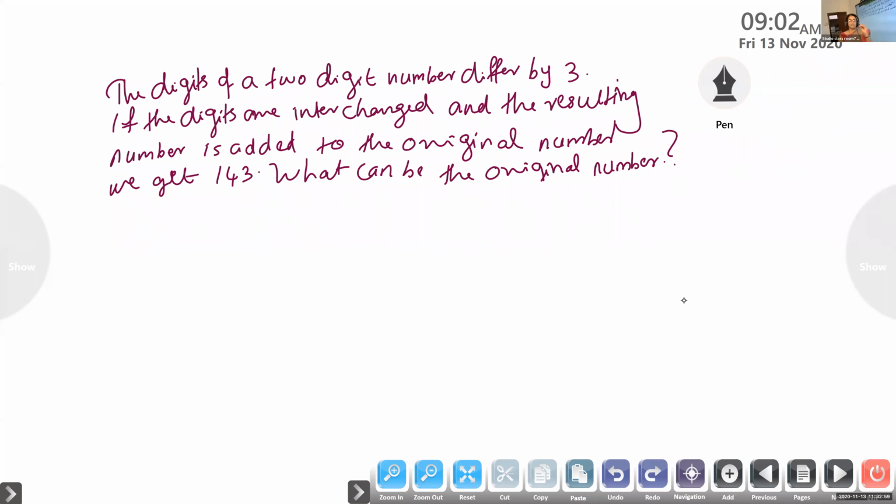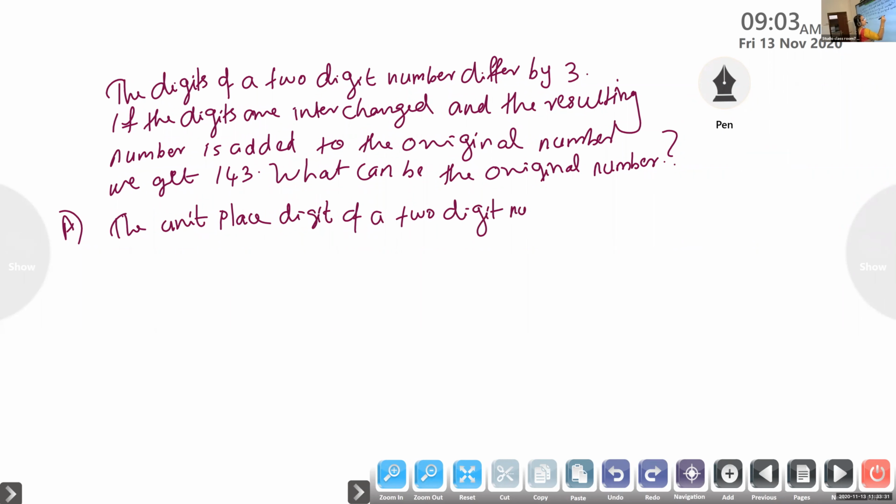Okay. Now see, in this question, we have a 2-digit number, and the digits of the 2-digit number differ by 3. So let us take the unit place digit of the 2-digit number as b.